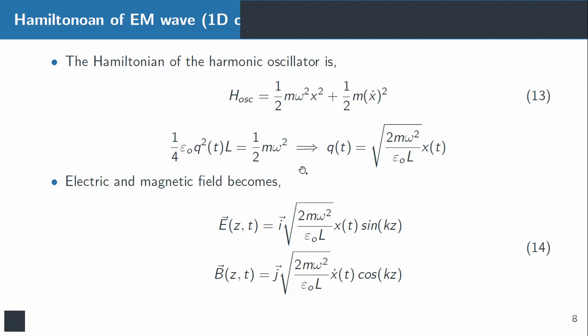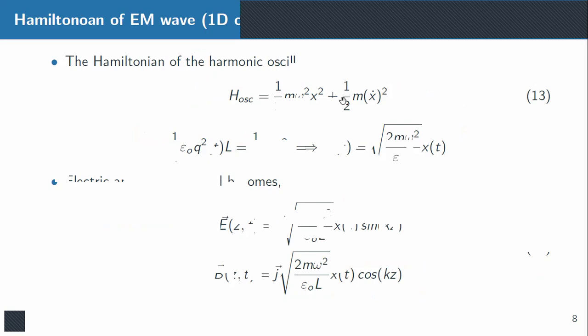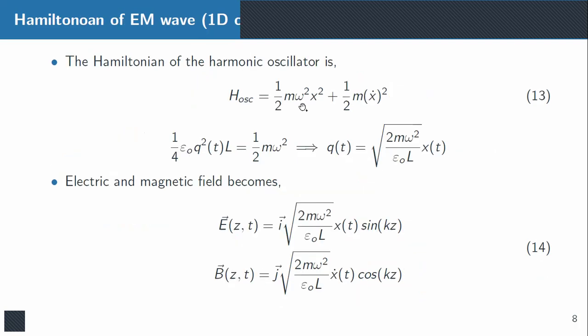So if we compare equation 12 with the exact harmonic oscillator Hamiltonian, we can get the relation between the spatial parts of the actual field Hamiltonian and the Hamiltonian of the harmonic oscillator. So we have the relation between these temporal parts, and the square root term is just acting as a constant. So we could write our electric field and magnetic field in the form of variables of the harmonic oscillator, and this is given in equation 14.